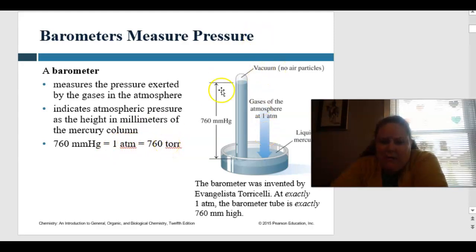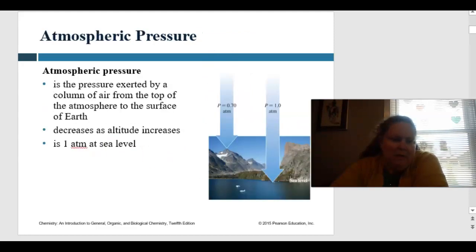So how this is measured is with the barometer here, and it was invented by this lovely scientist. Exactly at 1 atmosphere, the barometer tube is exactly 760 millimeters high, and they use mercury to measure it. That's why some thermometers still actually use mercury. Thermometers, that would be temperature. They still use mercury. It's a great transducer.